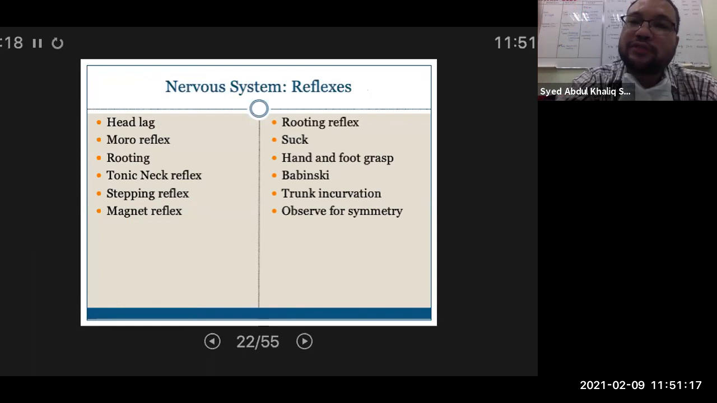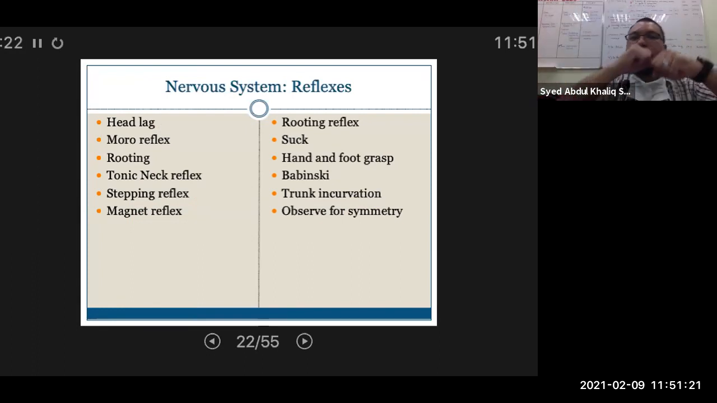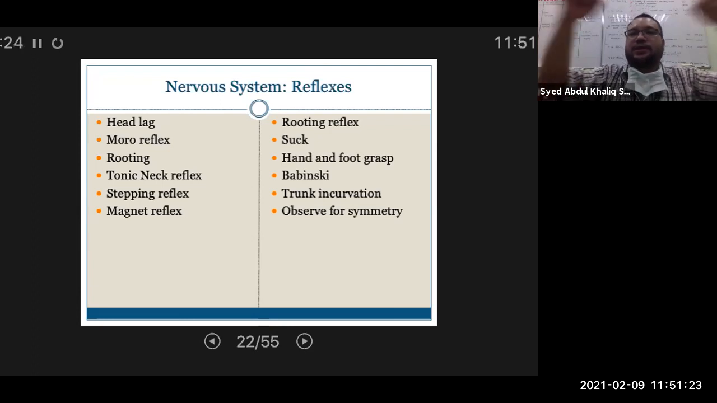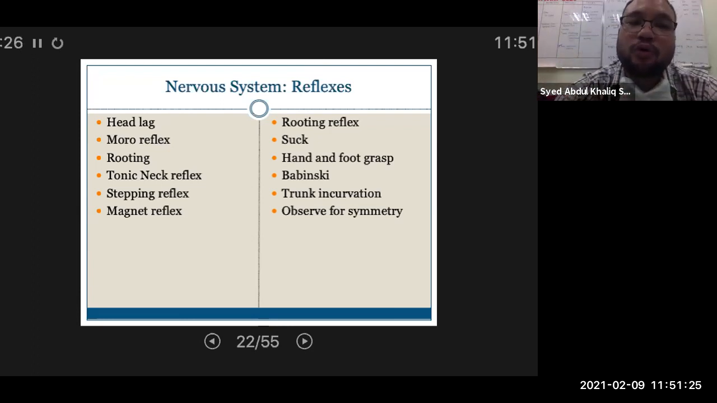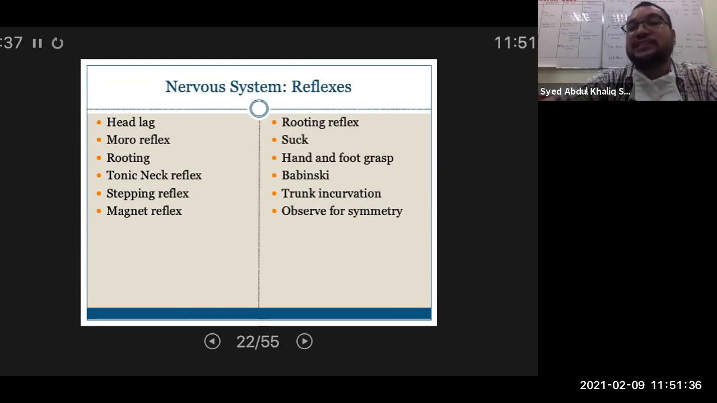You do the Moro reflex. The Moro reflex, we will do tomorrow. We drop the head a little like that, and the arms will extend and then recoil back. So this is a Moro reflex. You can do the asymmetrical tonic neck reflex. This means you turn the face to one side, and the baby will assume a fencing posture. I have a picture. Later you will see the fencing posture.